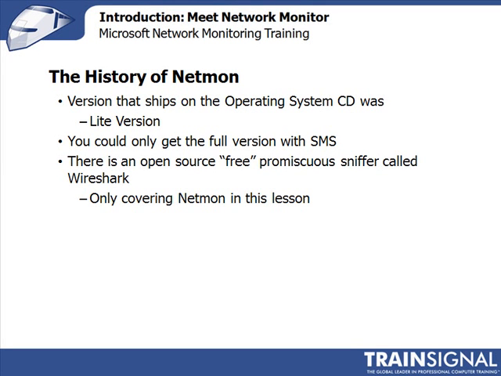Promiscuous mode simply means you can capture data packets on the network, any data packets. In the past, with the light version, whatever machine you were running Network Monitor on, you could capture the data packets that were either sourced from that machine or destined to that machine, but not additional traffic between other machines. With the promiscuous sniffers, you can get all the traffic. Now, there's also another Network Monitor type or network sniffing product out there called Wireshark. In this lesson, we're only covering Netmon.